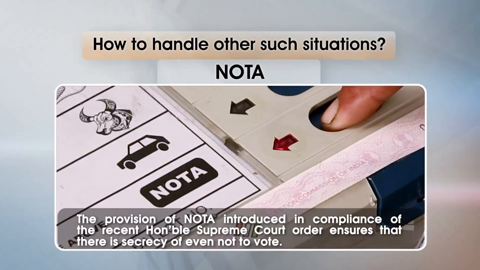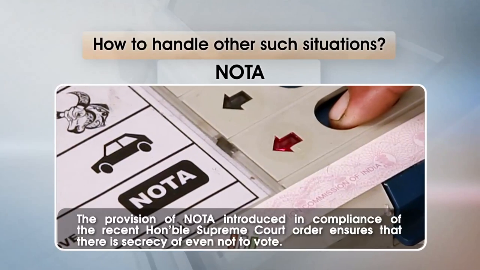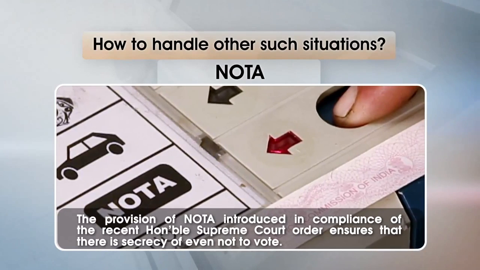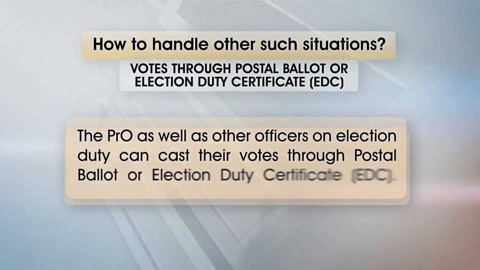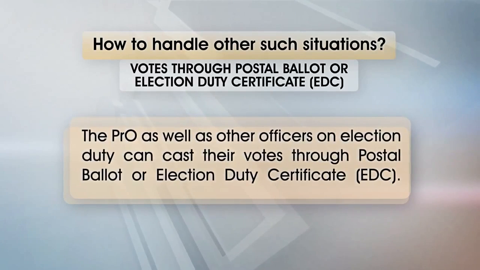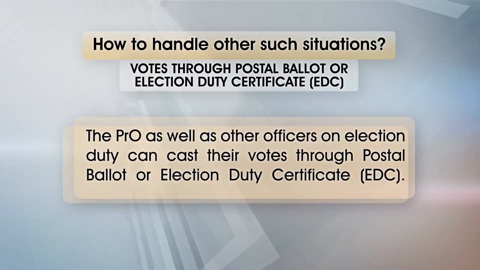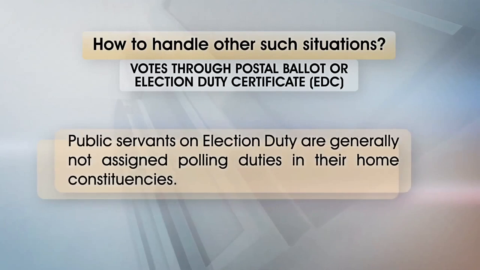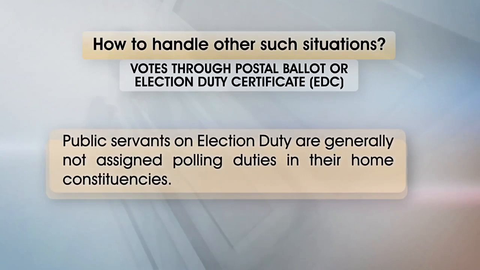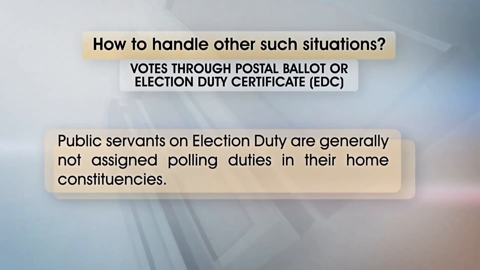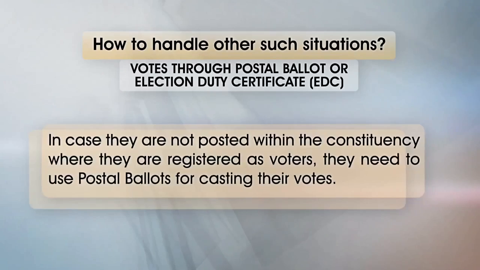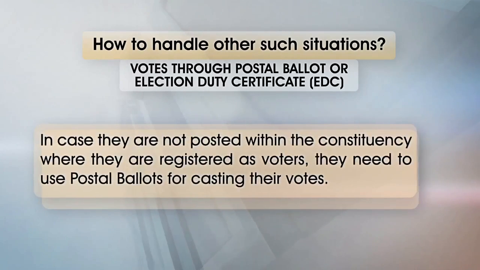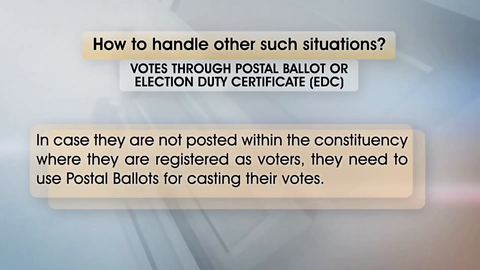The provision of NOTA, introduced in compliance with the recent Honorable Supreme Court order, ensures secrecy for even those who choose not to vote. The PRO as well as other officers on election duty can cast their votes through postal ballot or election duty certificate (EDC). Public servants on election duty are generally not assigned polling duties in their home constituencies. In case they are not posted within the constituency where they are registered as voters, they need to use postal ballots for casting their votes.